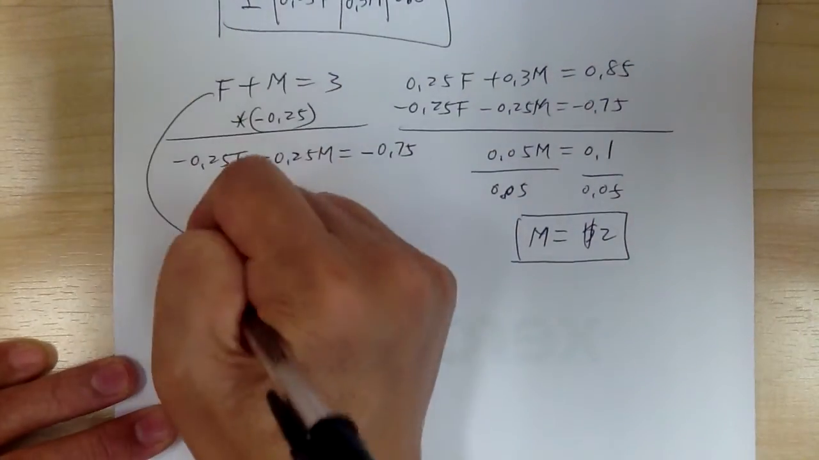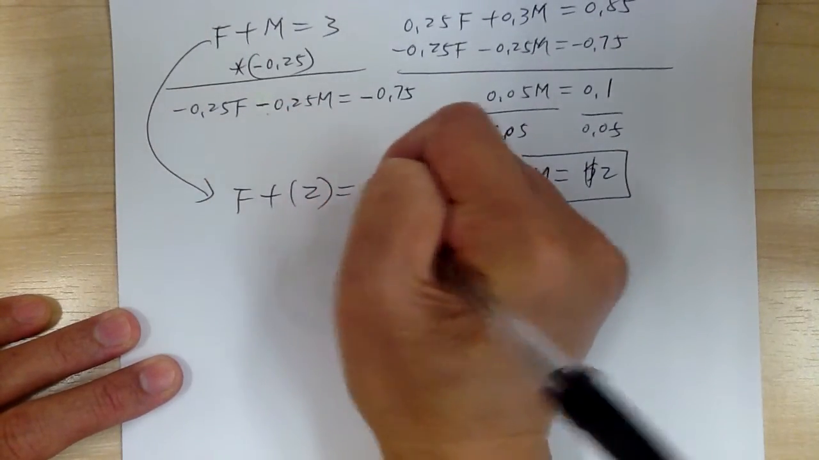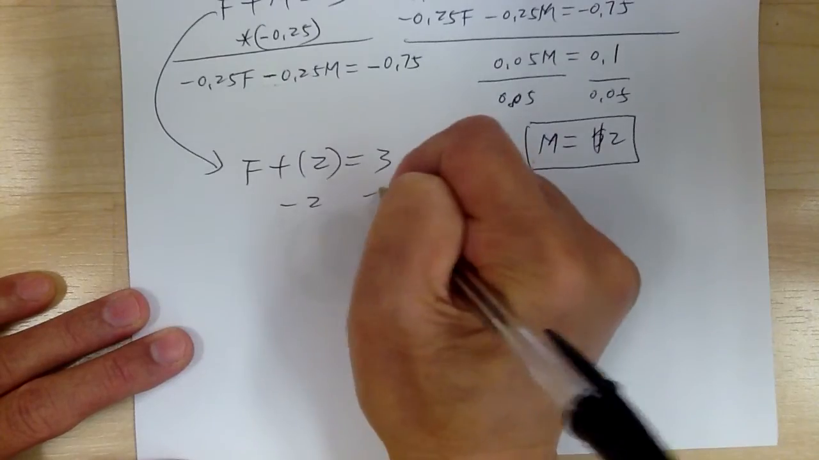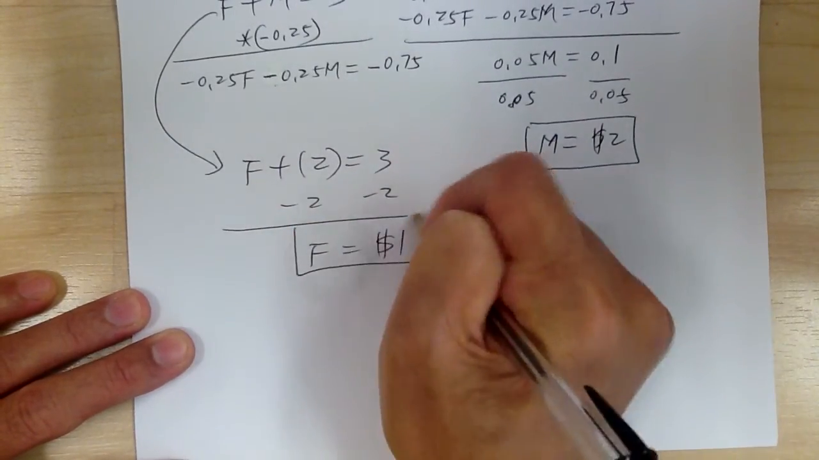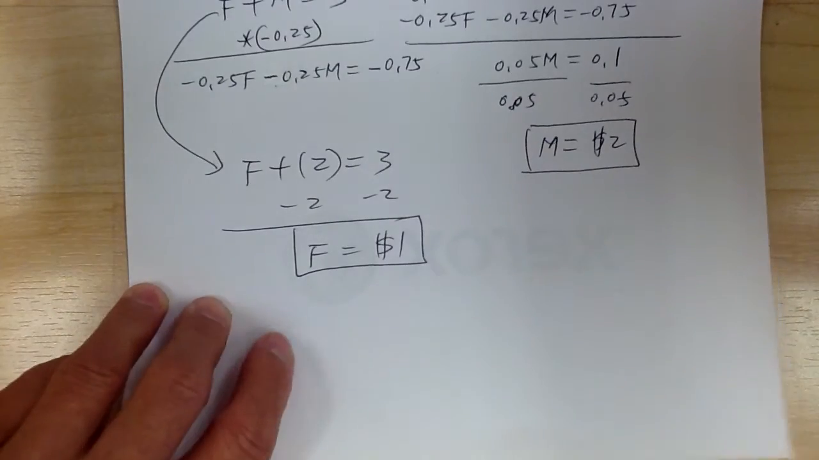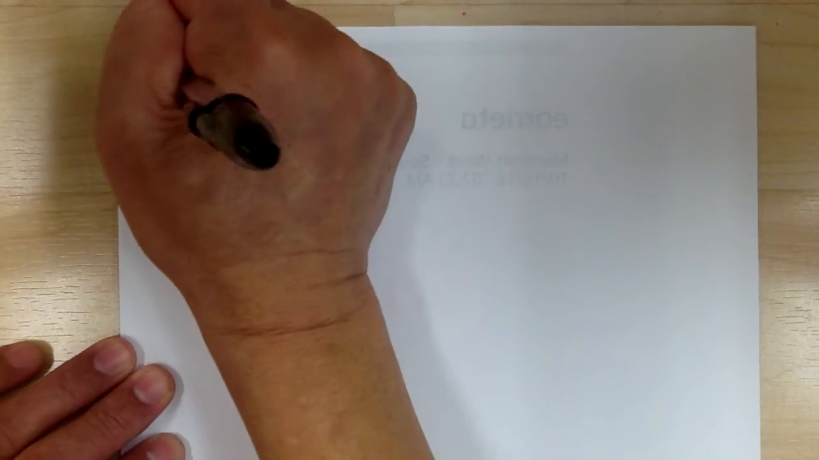And again, come over here, use this equation. So F plus $2 equal to $3. So minus 2 on each side. So F equal to $1. Okay, and that's it for number 13. So you can notice every investment problem is very similar. Okay, now let's go to number 15.